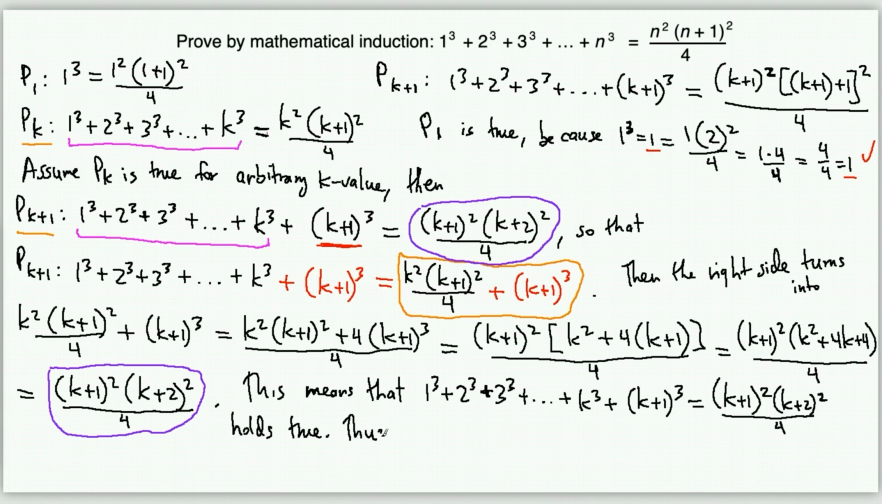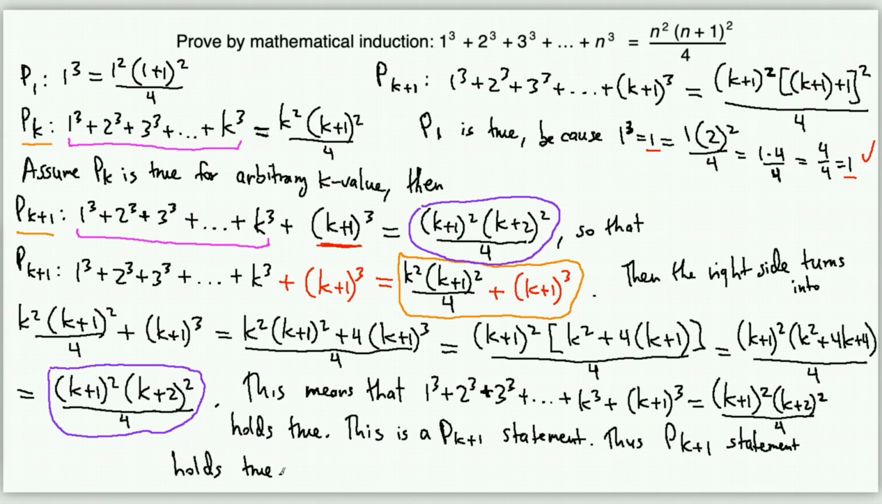Thus, this is a P(k plus 1) statement. Thus, the P(k plus 1) statement holds true by the principle of mathematical induction. As a result, by the principle of mathematical induction, P(n), the original statement on the top, holds true for all n.